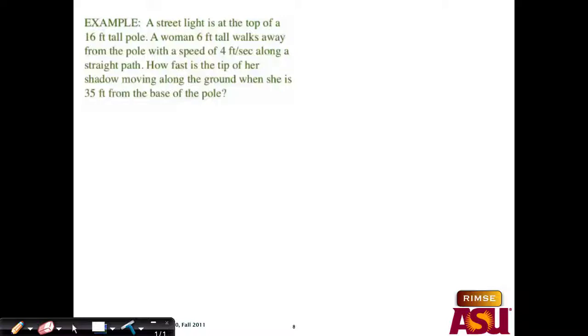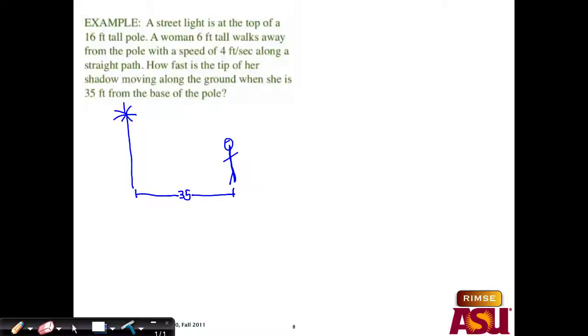So the street light's at the top of a 16-foot tall pole, and there's no picture to go with this one, unlike the speedboat one, but maybe we can imagine this. We've got a street light. I'm going to draw, with my high-tech art skills, a street light and a person. And the person is, at some point in time, 35 feet away from the base of the pole. Here, now it looks like a person, or a key or something. There, now it's a person. So at some point in time, this person is 35 feet away from the base of the pole.